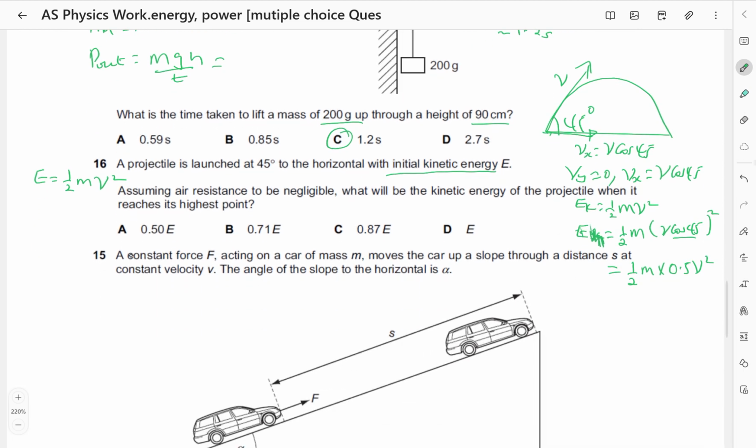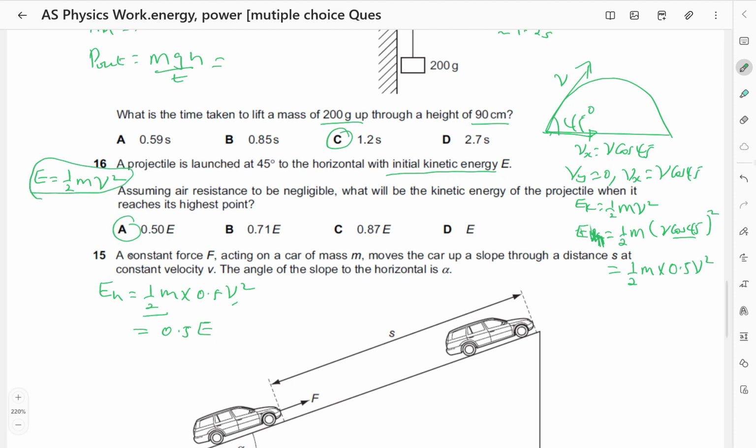So I'm just going to divide these two equations because we want the kinetic energy of the projectile when it reaches its highest point. At the highest point, kinetic energy is a half m times 0.5 v squared. But remember, a half m v squared is E. So this becomes 0.5 times E. So my answer is going to be A.